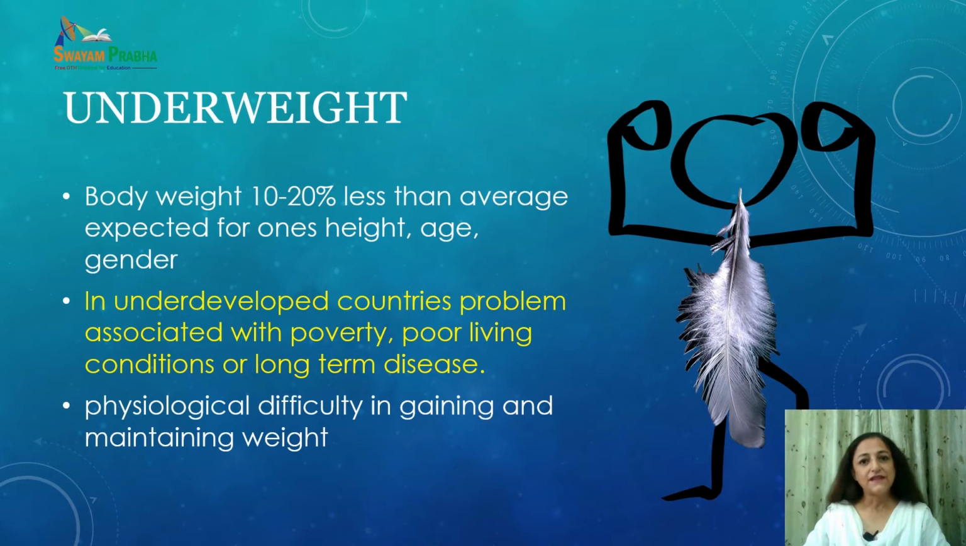When the body weight is 10 to 20% less than the average expected weight for someone's height, age, or gender, we call that person underweight. And in underdeveloped countries or developing countries, this problem is usually associated with poverty or poor living conditions, or it could be because of some long-term disease also. However, in some conditions there is physiological difficulty which can make weight gain a difficult process, and maintenance of weight could be affected because of certain physiological conditions.